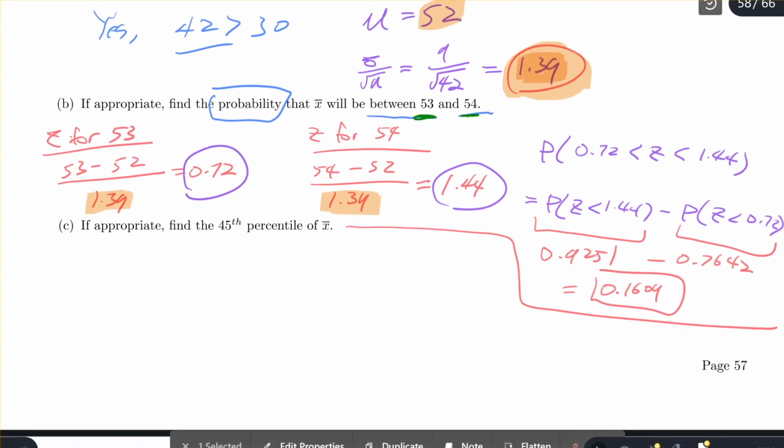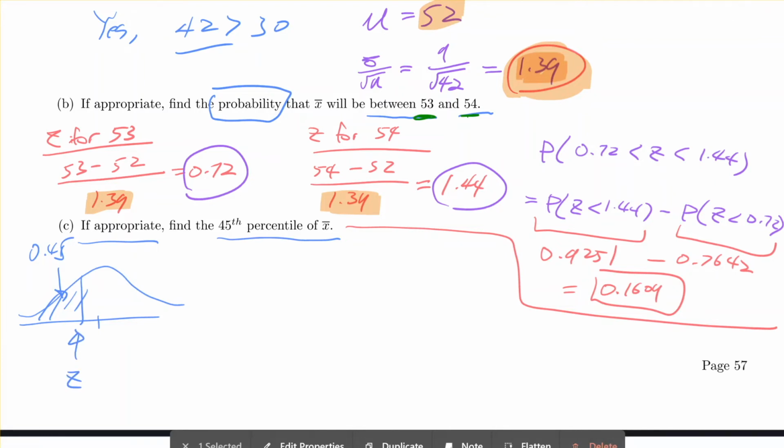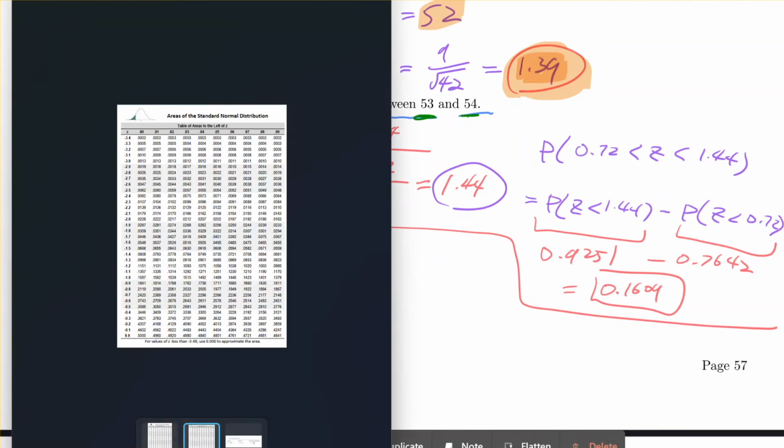Find the 45th percentile. If appropriate, we can use the normal distribution. That's what they're asking, that's why they're putting "if" here. It is appropriate. Find the 45th percentile x bar. So that means we need to find the z-score for this area. Well, the area is given. This area is 0.45. We need to find this z-score from the z table.